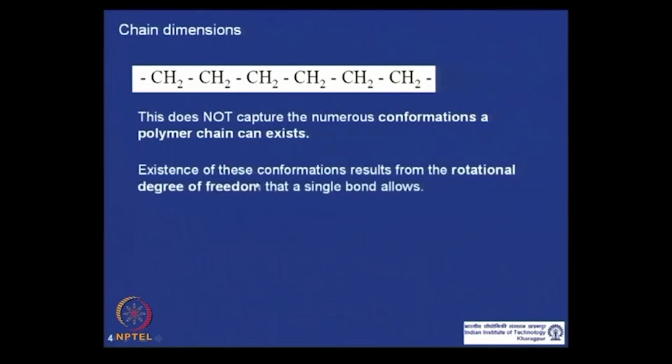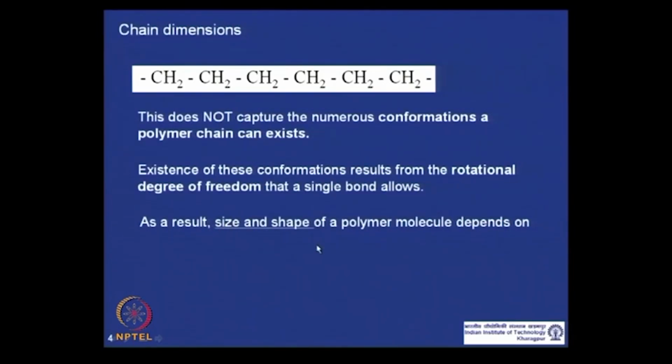Now, as we said, the existence of these numerous conformations results from the rotational degree of freedom that a single bond allows. Depending upon the substitution, rotation across a single bond is always allowed. Okay, now, in a polymer like polyethylene you have so many single bonds. Each one you can rotate, they are rotatable. So, that is the result, you get so many conformations.